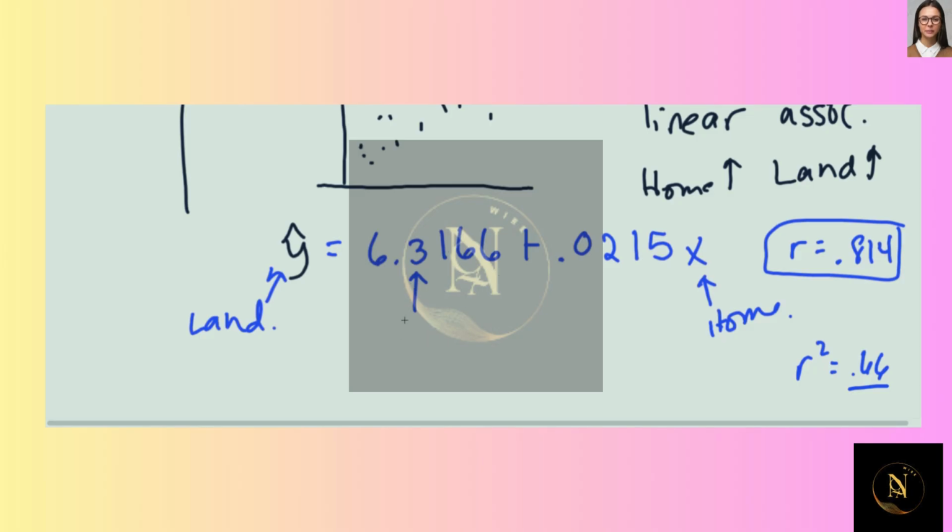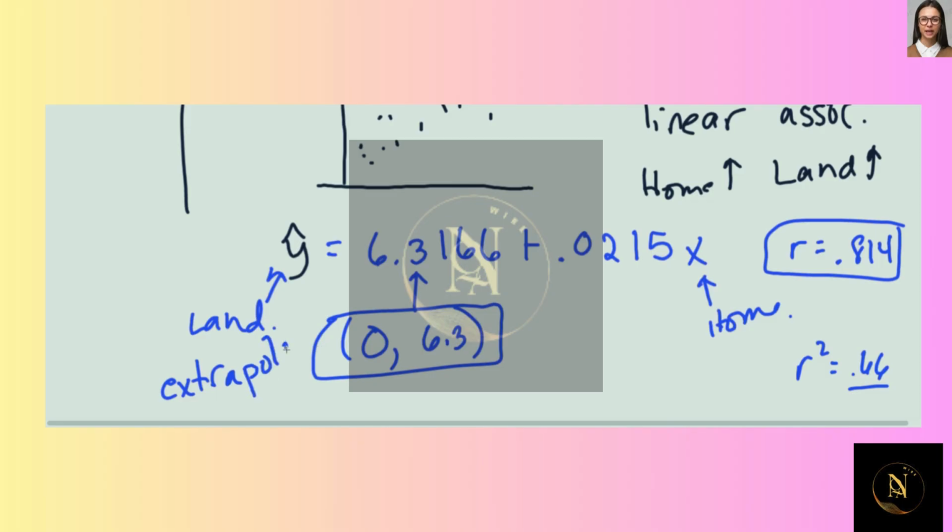It's not perfectly linear, but this would stand for if you have $0 spent on a home, you would anticipate 6.3 thousand spent on landscaping. Now this is extrapolating. So we would not put in a value of a home of 0, where you're just going to take a lot and start landscaping it. None of the values were close to that.